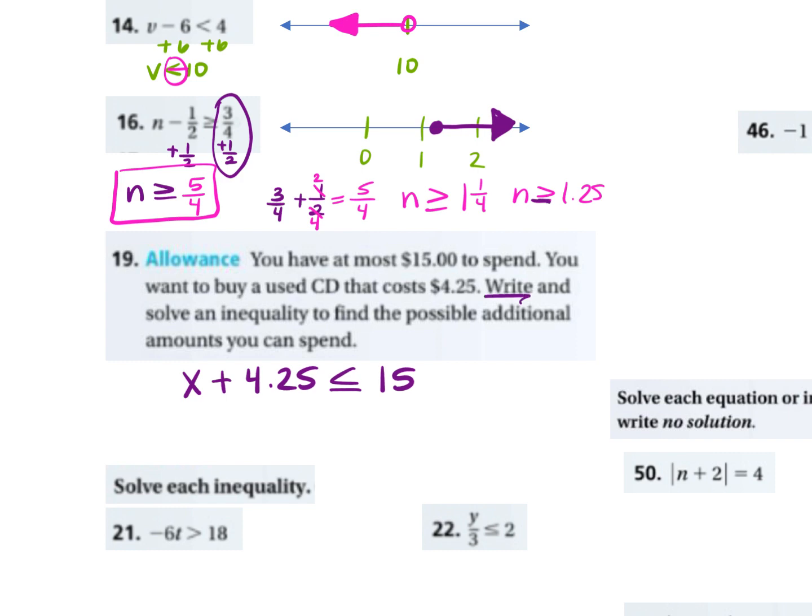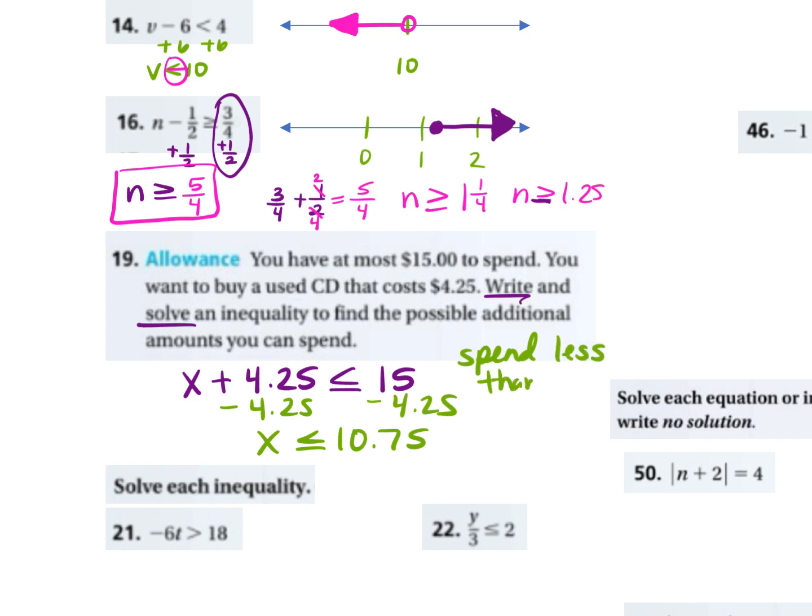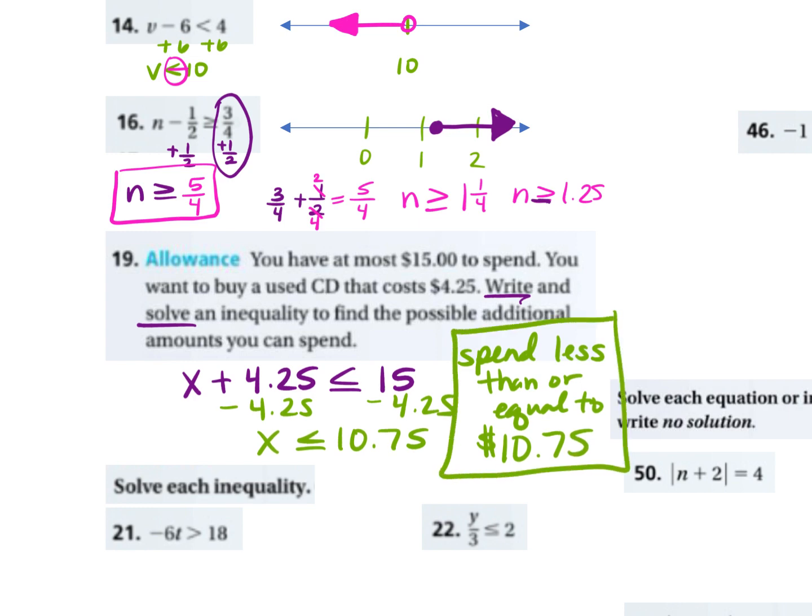So write the inequality, that's this part. Solve the inequality is take away the 4.25 and you get x is less than or equal to 10.75. But remember, on word problems like this, I want to know what you mean. What does that mean? So we would say you have to spend less than or equal to $10.75. Okay, so make sure you label it and explain what it means.